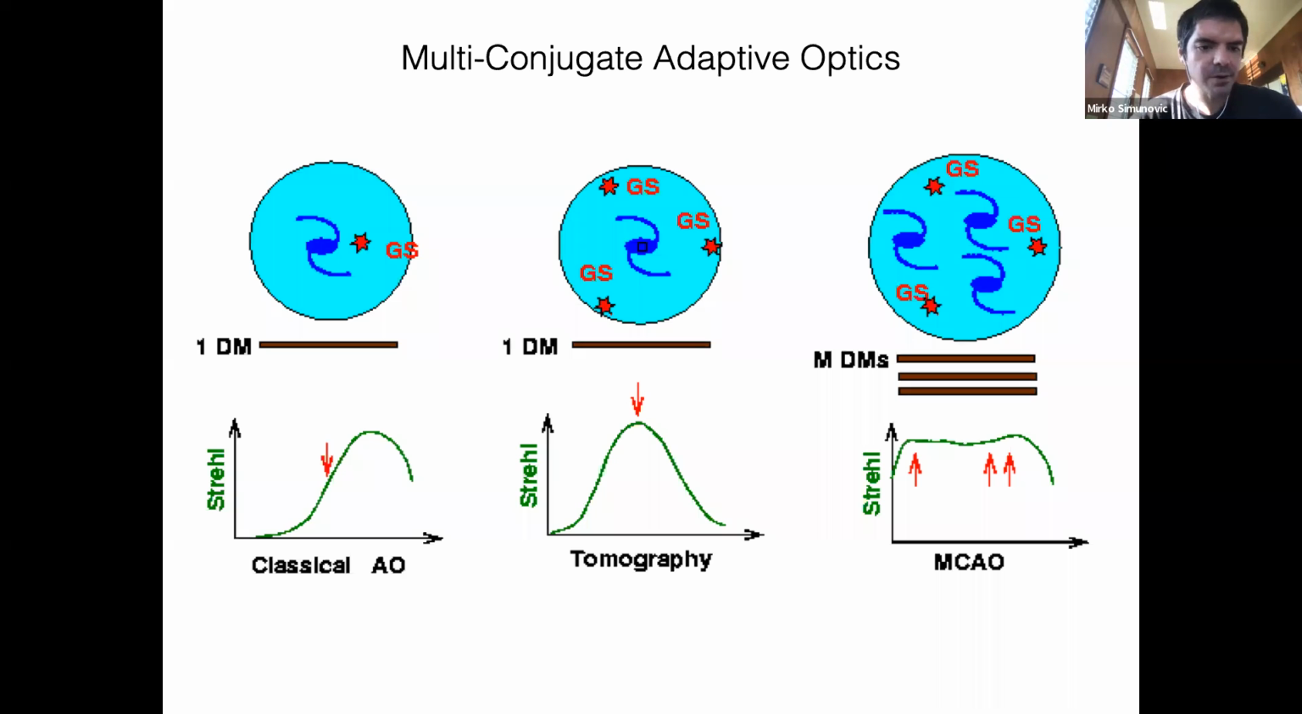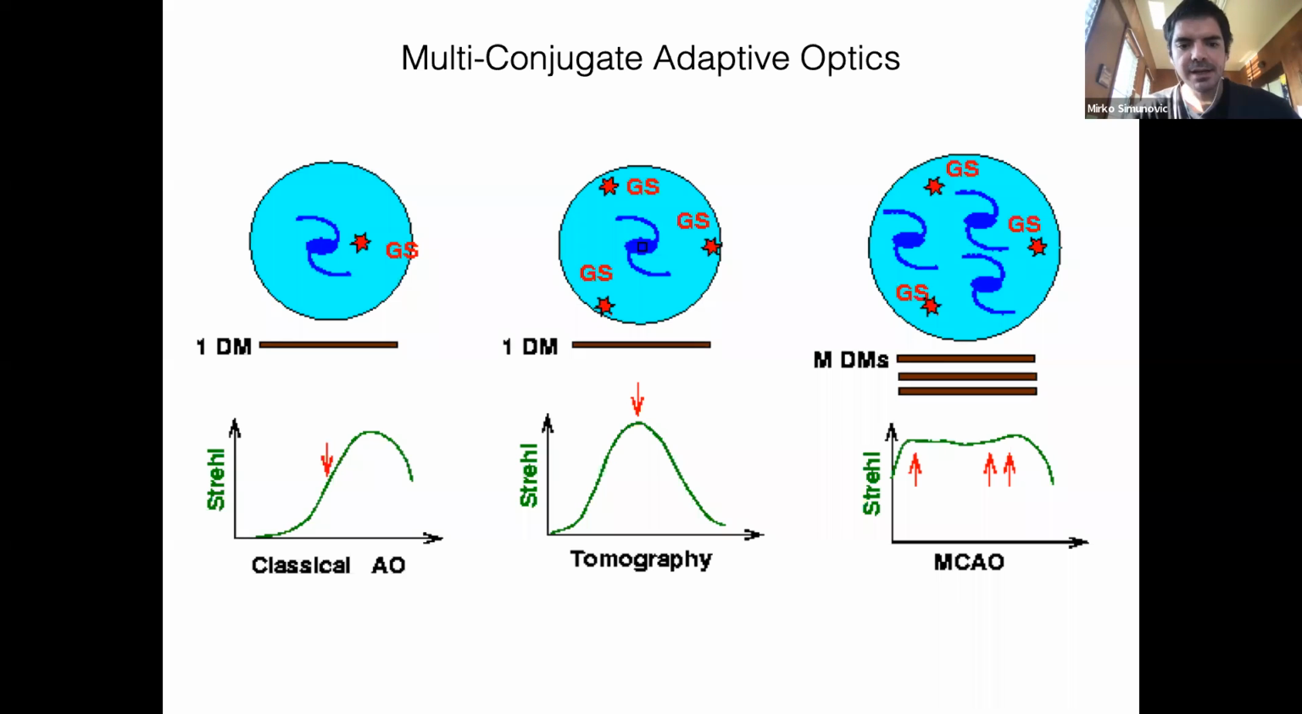In classical AO, you only have one deformable mirror. You have one guide star. And then you have your science target, which is the galaxy, shown in blue. For the tomography type of AO, you still have one deformable mirror, but you have more guide stars. Now the fact that they are spread out around the object that you want to study means that you can correct for the perturbations of the atmosphere at a larger spatial scale.